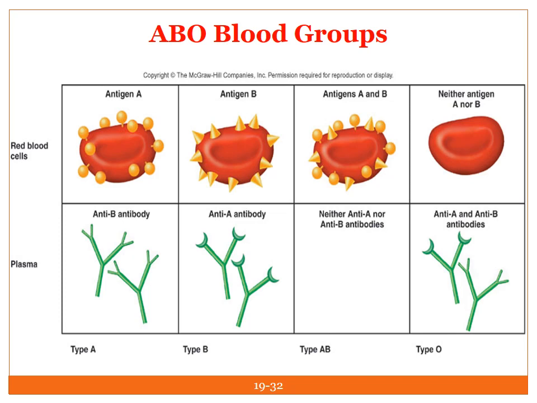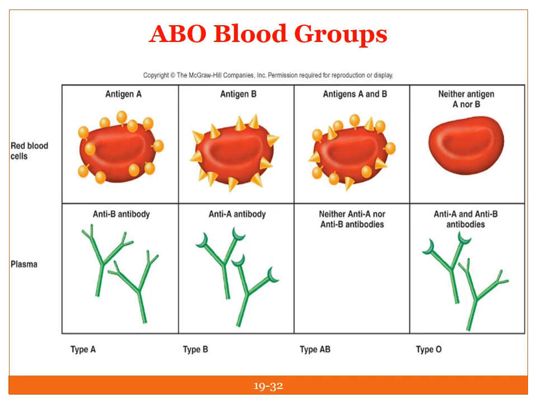If you are type B blood, it means that your red blood cells have the B antigens on the surface, and your plasma will have the anti-A antibodies. If you're type AB, it means that your red blood cells have both A and B antigens on their surface, but because of that, your plasma will have neither anti-A nor anti-B antibodies. Because if you had either one, they would be attacking your own blood.